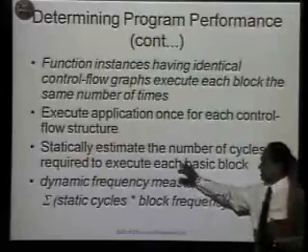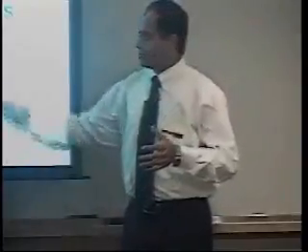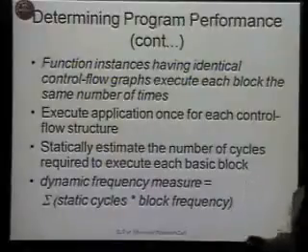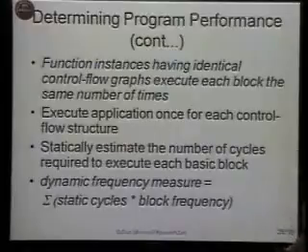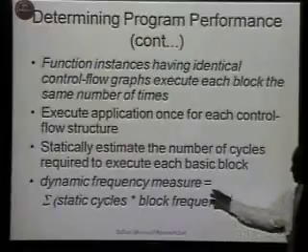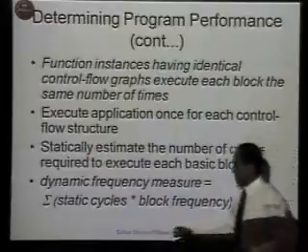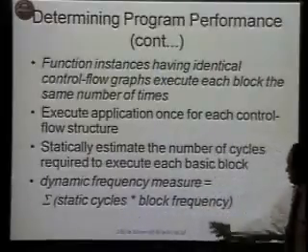Then we can at the same time statically estimate the number of cycles required to execute each basic block. That depends on the instructions in that basic block. Here we can take into consideration stalls due to data hazards, but we do not consider other things like branch misprediction or cache effects. Finally, the dynamic frequency measure as defined by us is just a sum of the number of static cycles for each block times the execution frequency of the block, over all the blocks.